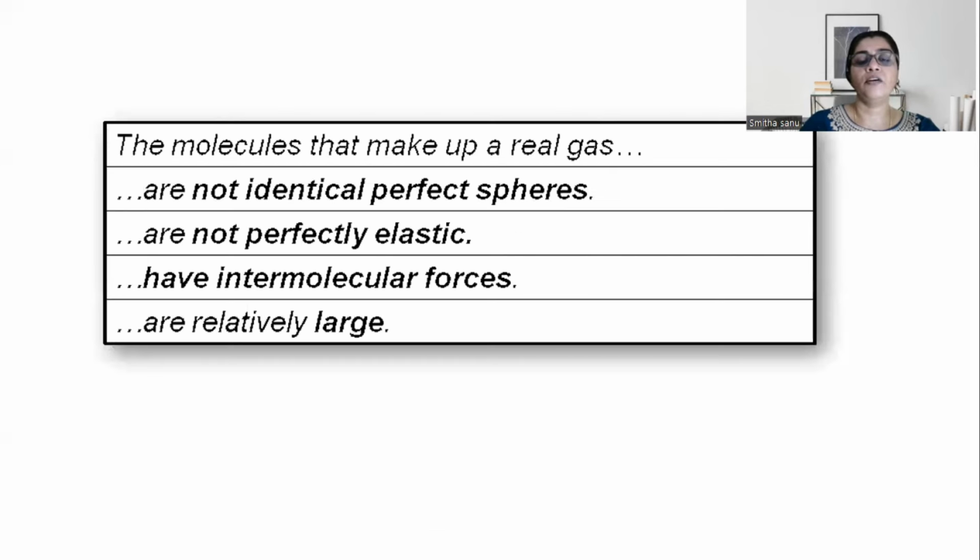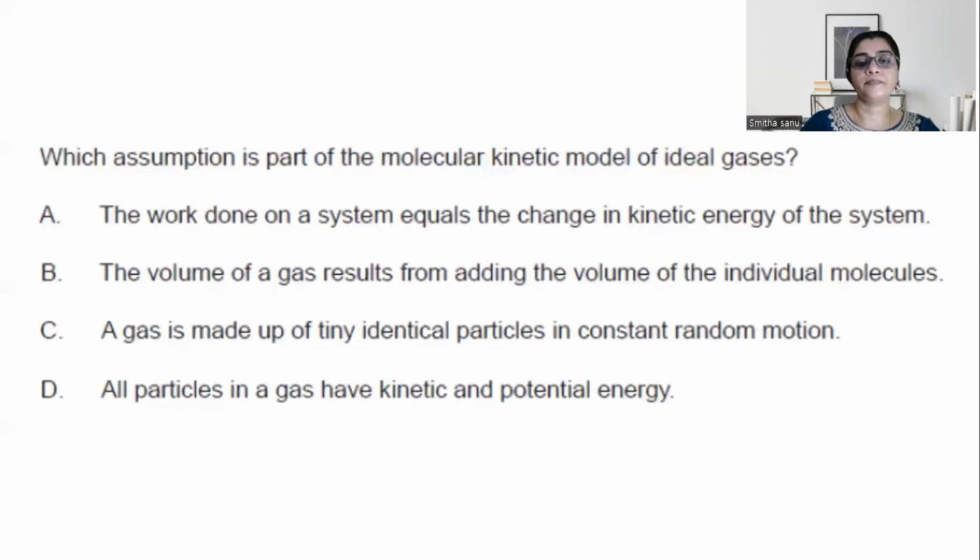As against this, the real gases are not perfect spheres. They are neither elastic. They have potential energy associated with them. That is, they have intermolecular forces and the sizes are not small but relatively larger. So these are the comparative properties of real gas and ideal gas.